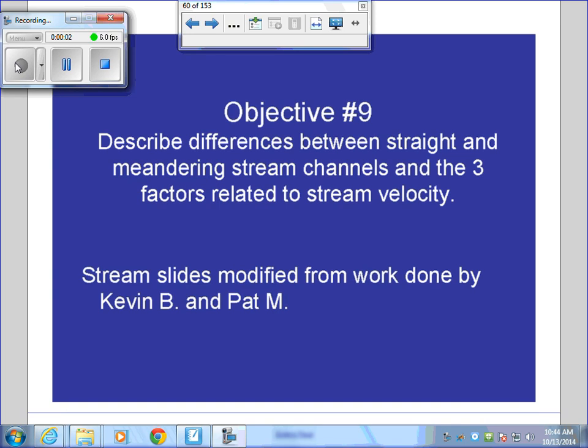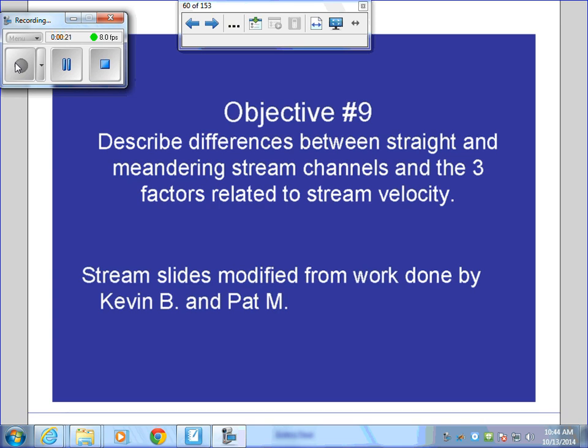Today's objective is objective number 9. Describe differences between straight and meandering stream channels and the 3 factors related to stream velocity. Again, you can pause the video and copy down objective number 9, put tomorrow's date, and this will be the objective we will review tomorrow.